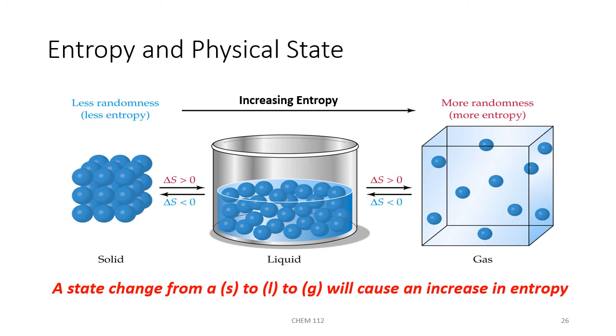A state change going from a solid to a liquid to a gas would cause an increase in the entropy of the system. And the reverse would be true as well. Going from a gas to a liquid or a liquid to a solid would be a decrease in the entropy of the system, meaning a negative delta S.